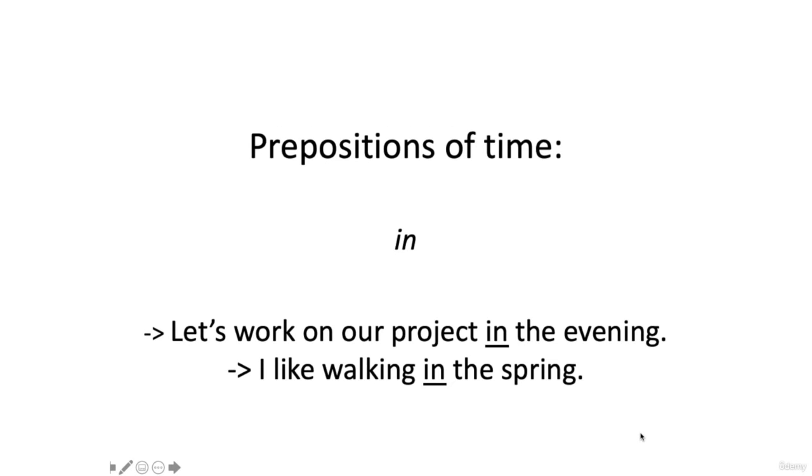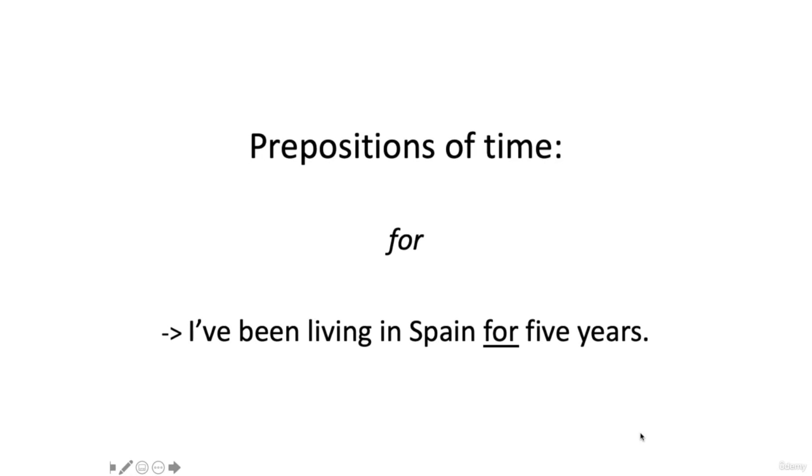We use in to indicate a period of time. Let's work on our project in the evening. I like walking in the spring. Here are some more examples of prepositions of time. For indicates the duration of time. I've been living in Spain for 5 years.